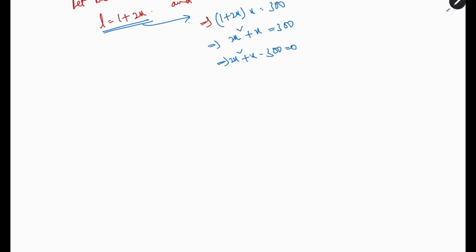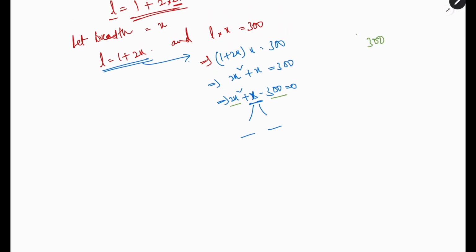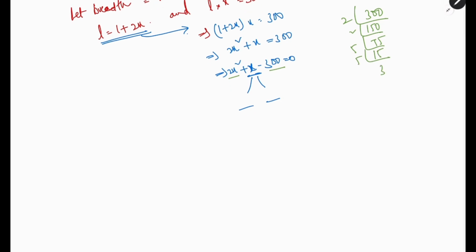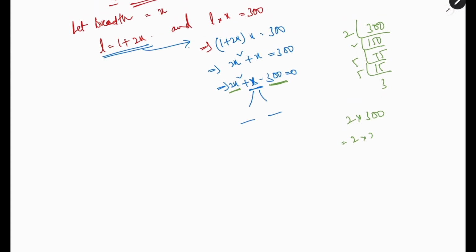Now split, this is the quadratic equation. We have to split the middle term in such a way that the product of these two terms should be equal to the product of these two terms. Now what are the factors of 300? It is 2 into 150, 2 into 75, 5 into 15, 5 into 3. And here into 2. See the product of this A and C is what? It is 2 into 300. That is 2 into 2 into 5 into 5 into 3.